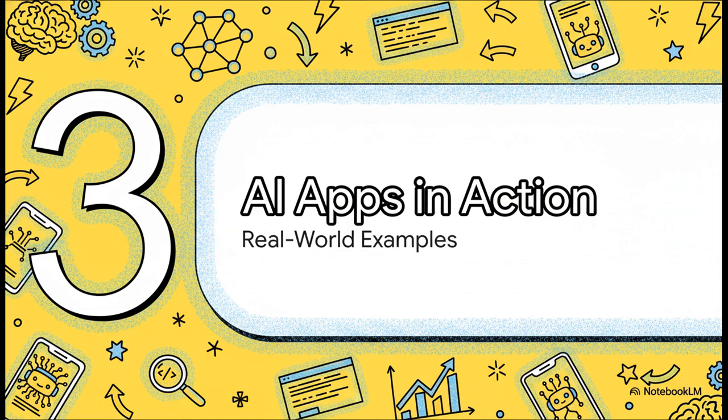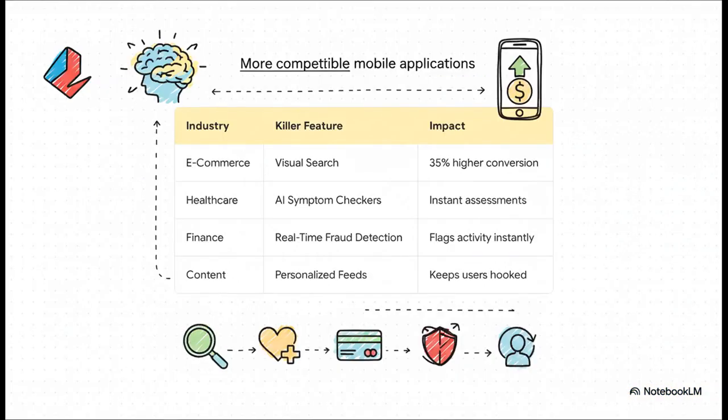Okay, let's move from all the theory to what's actually happening in the real world. Let's see how this all comes together and look at what some of the top apps are building with Flutter and AI right now. In e-commerce, just picture this. A user sees a cool jacket they love out in the wild. They snap a picture, and your app instantly shows them where they can buy that exact jacket. That's visual search, and it's leading to a massive 35% jump in sales.